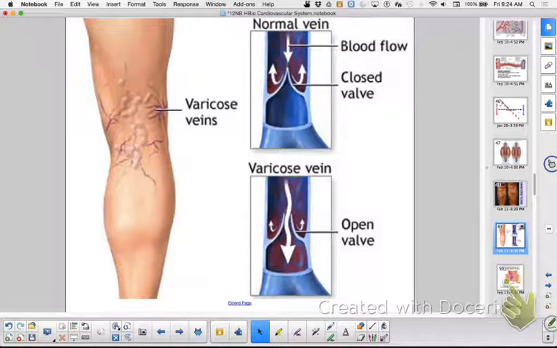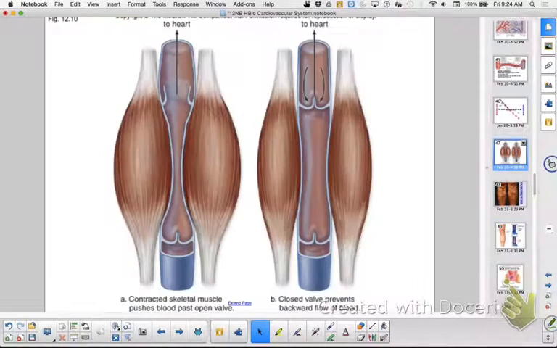So, veins. The blood flow is due to skeletal muscle contractions. That would be this picture. The blood flow is due to skeletal muscle contractions pushing on venule walls, valves, and breathing movements. Varicose veins are when valves become weak and ineffective. And then hemorrhoids are varicose veins in the rectum.